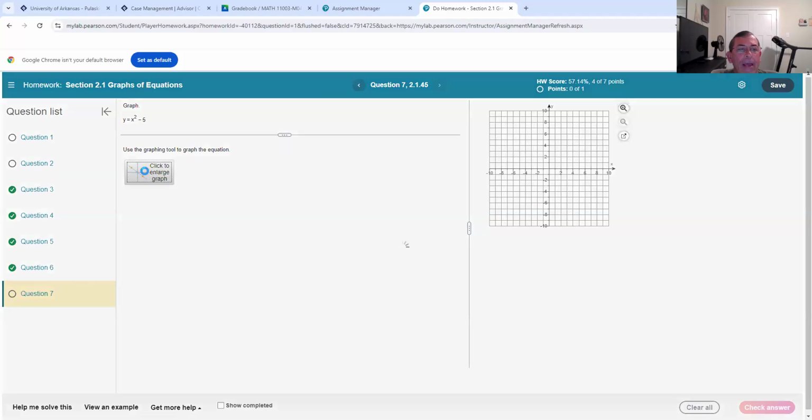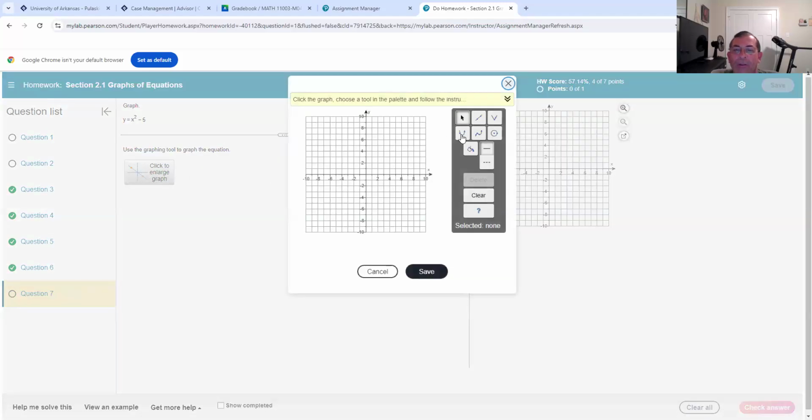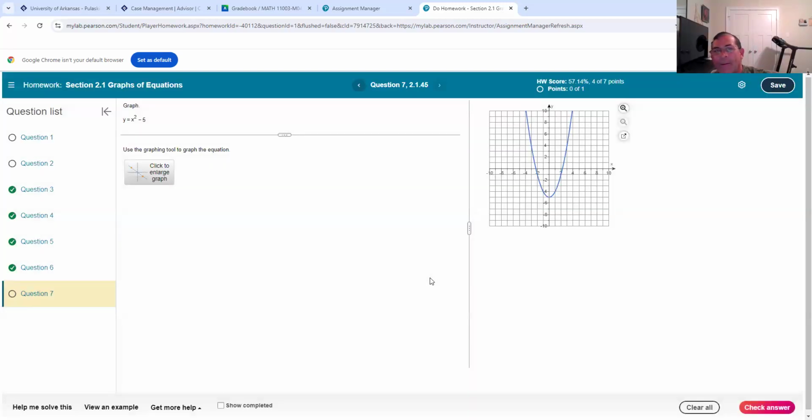So click to enlarge graph. I'm gonna grab my 3-point quadratic tool. So I had 0, -5. 1, -4. So see, it still looks like a straight line, but when I come in and do my 2, -1, it makes it look like a U-shaped parabola for us, okay? So then we would just save that and move on.